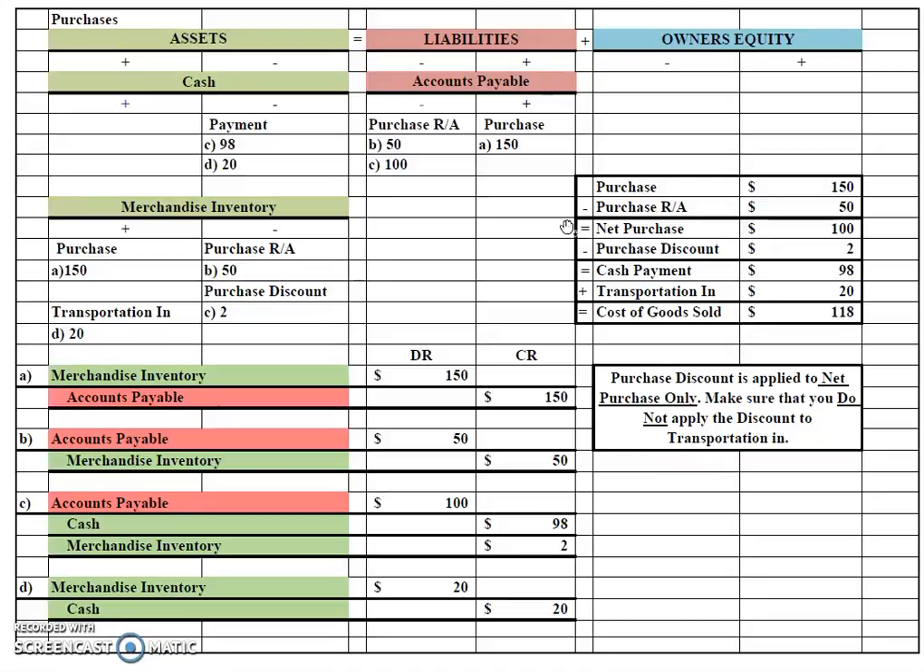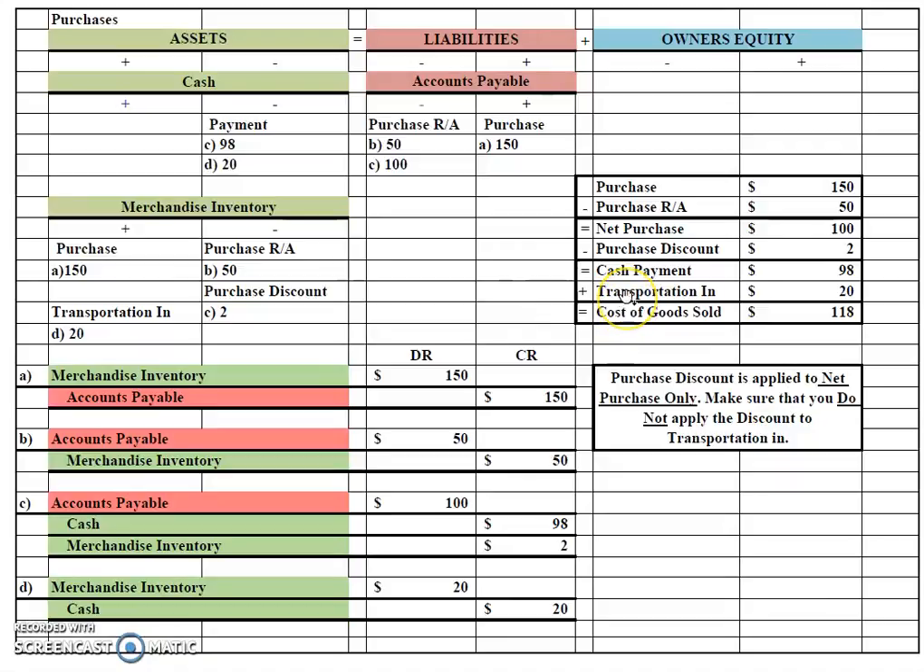They may offer a discount for early payment. If they do, we'll get the net purchase minus the purchase discount, and that will equal the cash payment. The cash payment and the purchase discount will equal the net purchase. You may have a transportation expense if it was transportation in FOB shipping point, which means title passes at the point of shipping where we bought it from, so we're responsible for those costs. Always account for those separately.